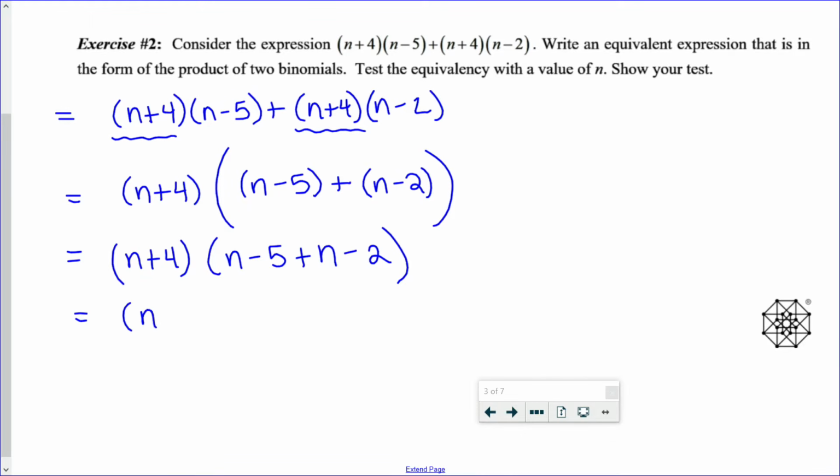I can now combine some like terms. I have an n and an n, that's a 2n. I've got a -5 and a -2, and that's a -7.